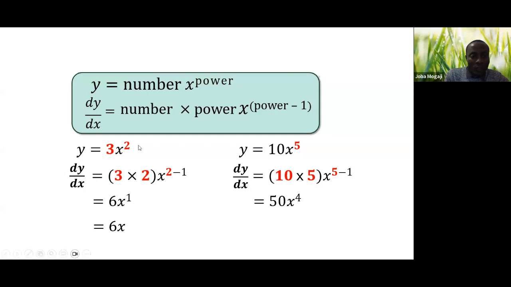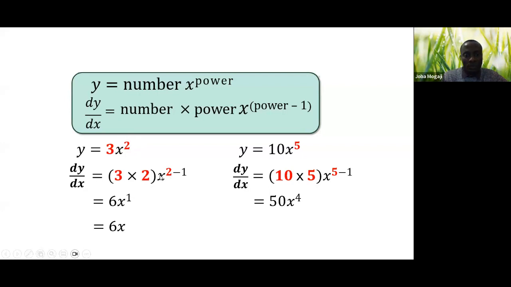Now let's take a look at the question now. y equals 3s squared. Now to find the dy ds, first of all you need to write this 3. I have my 3 here, multiplied by the power, which is 2. Everything is now in a bracket. Now let's come to this other side. At this other side, you will now have s to the power of 2 minus 1.